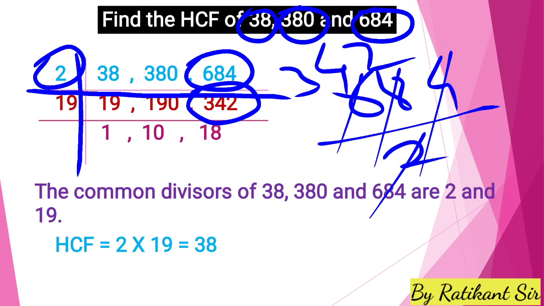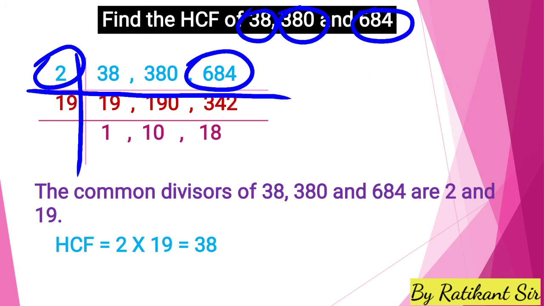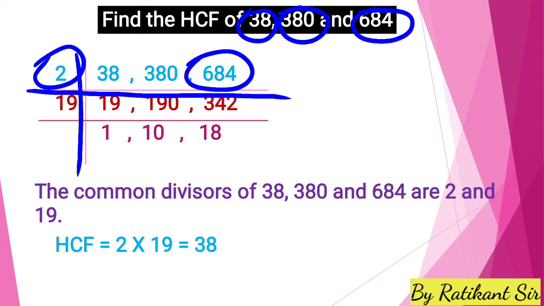Now you can see those numbers are not all divisible by 2. You will say, sir, the last number and the second last number, means 190 and 342, are divisible by 2, but 19 is not divisible by 2. Can I say 19 is a prime number? Yes, 19 is a prime number. It means those numbers are not divisible by any number. So let's check by 19. 19 ones are 19, so 19 tens are 190. So you will get 10 at the below side of 190.